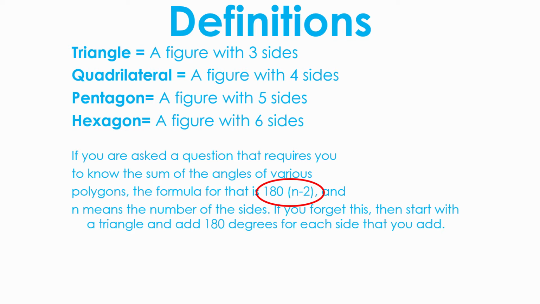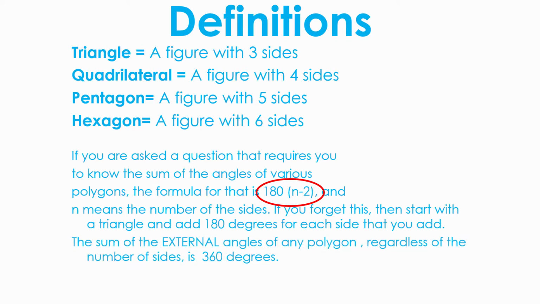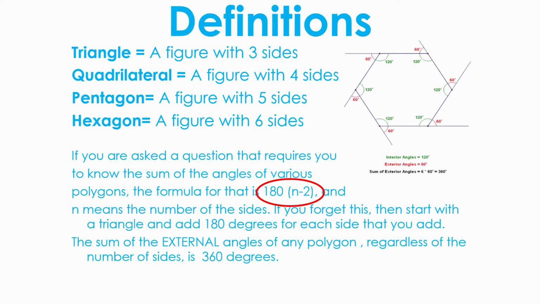All right, two more things, and then we'll get back to triangles. The sum of the external angles of any polygon, no matter how many sides it has, is 360. So here's a pentagon. The external angles add up to 360. Now, a regular polygon is defined as one with all the sides, and therefore all the angles, equal.